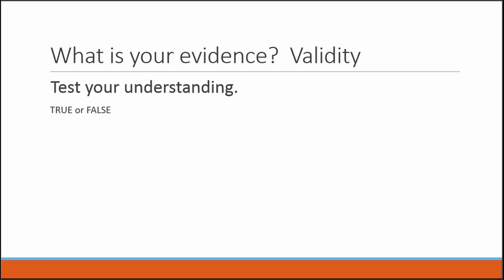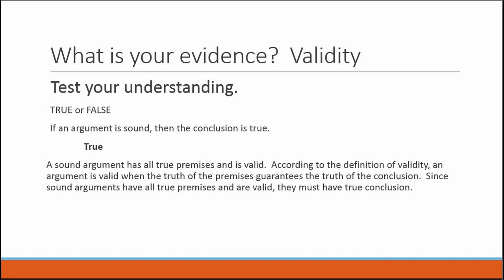All right. Keep going. True or false? If an argument is sound, then the conclusion is true. True. A sound argument has all true premises and it is valid. According to the definition, an argument is valid when the truth of the premises guarantees the truth of the conclusion. So, since sound arguments, by definition, have all true premises and are valid, they must have a true conclusion.